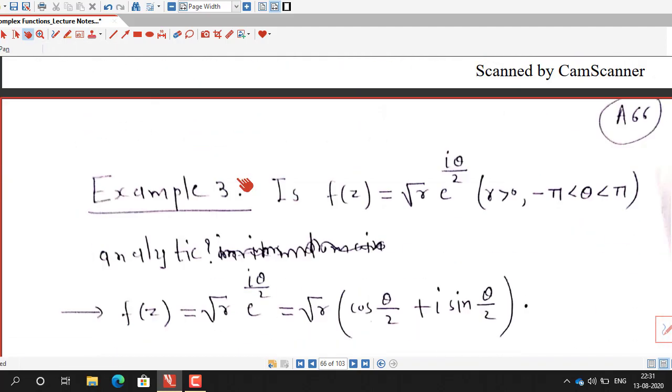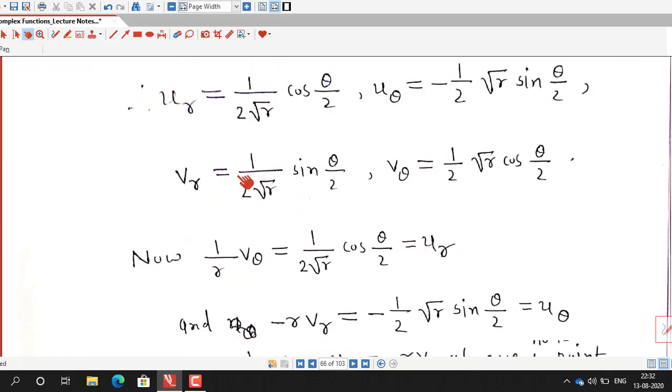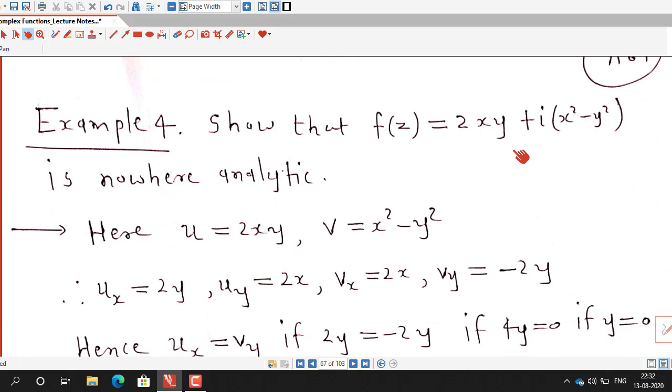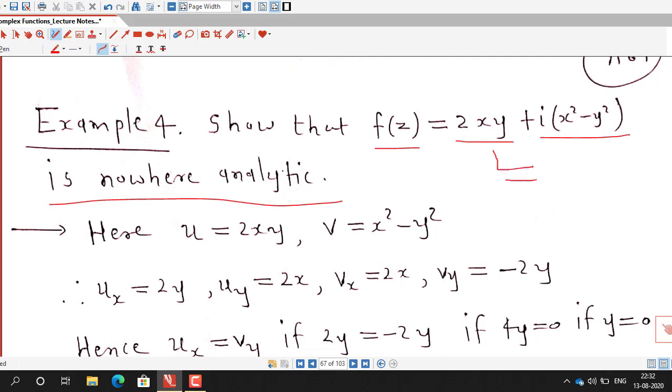We may have more than one example also. Suppose I consider this one. So that f of z equal to 2xy plus i into x square minus y square is nowhere analytic. So again we can compare this with u plus iv. Okay, first we check at which points CR equations are satisfied.